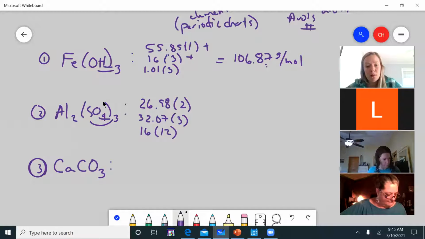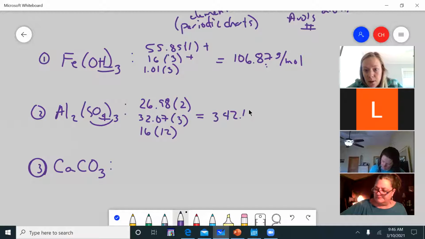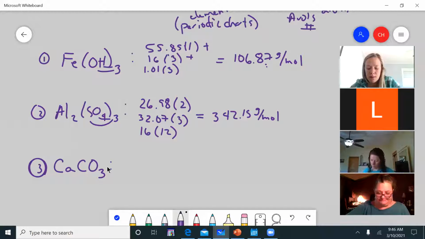And so this has a pretty decent size molar mass, 342.15. And again, the unit on that is grams per mole, specifically grams of aluminum sulfate per mole of aluminum sulfate.